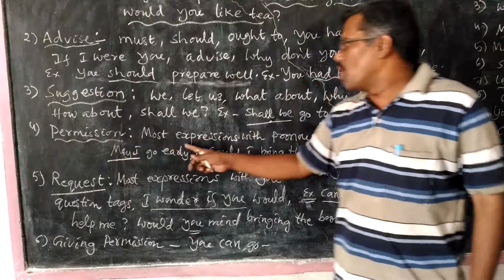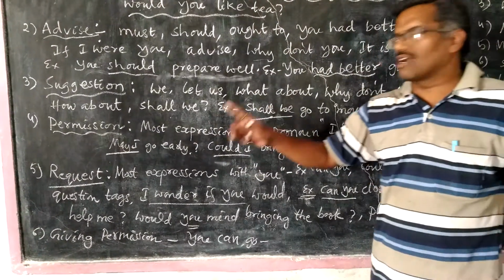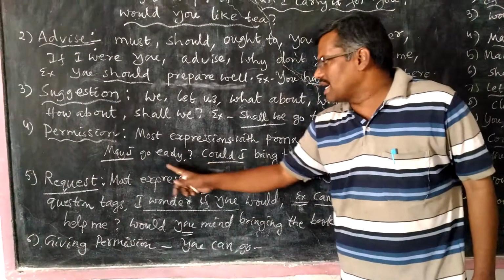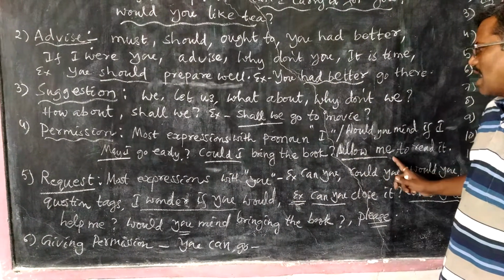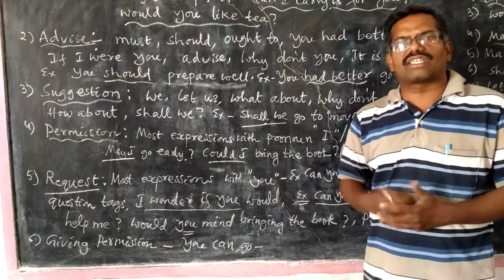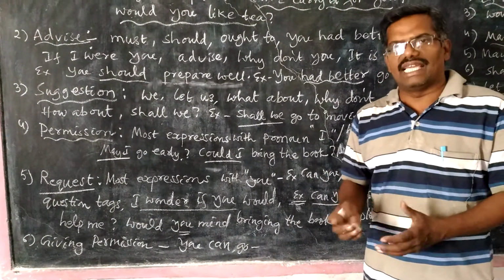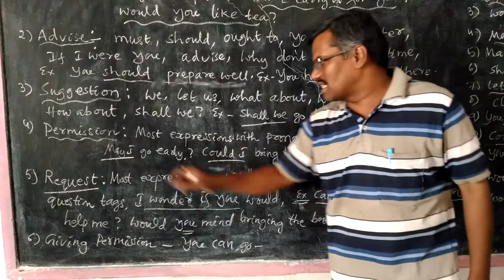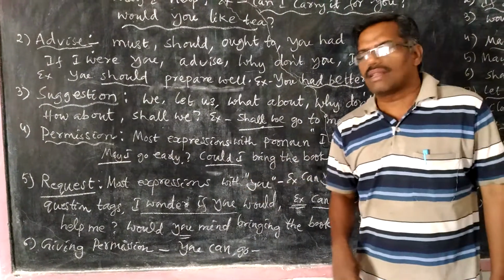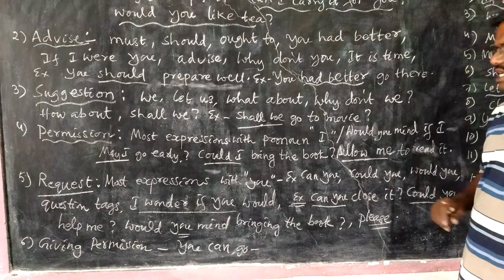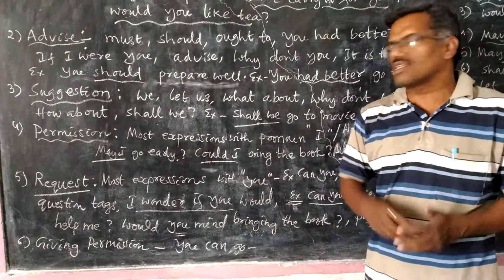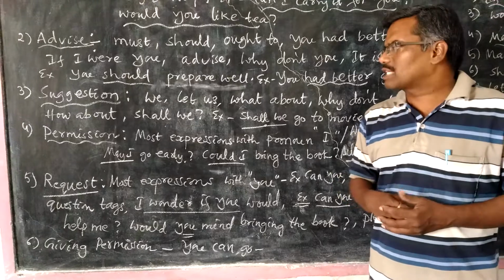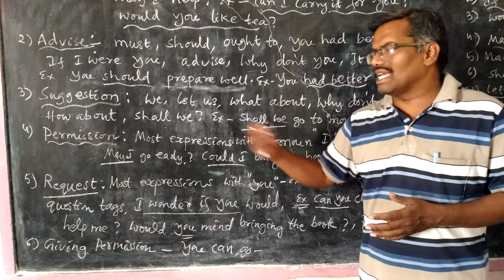Now, permission. Most of the expressions with pronoun I belong to permission. For example, would you mind if I, may, could I, and allow me. These are the expressions which suggest that a particular expression is a permission, that means seeking permission. For example, may I go early? I is there. Could I bring? I is there. And next, allow me is there. So in this way, mostly those expressions which have the pronoun I, those polite expressions can be called seeking permission.